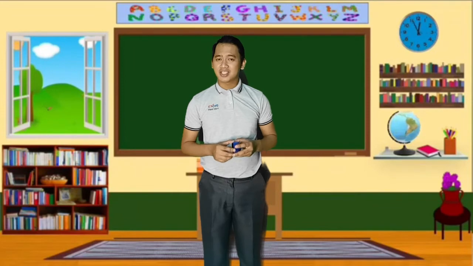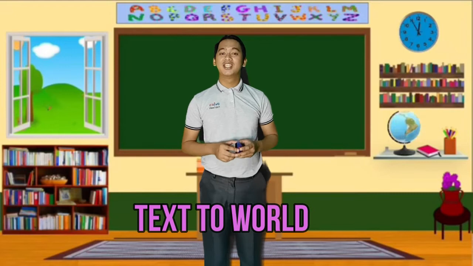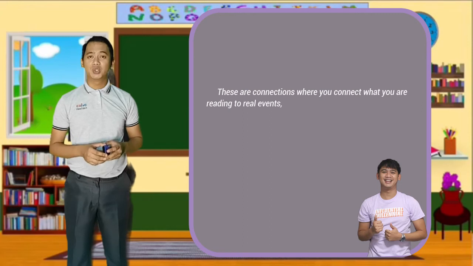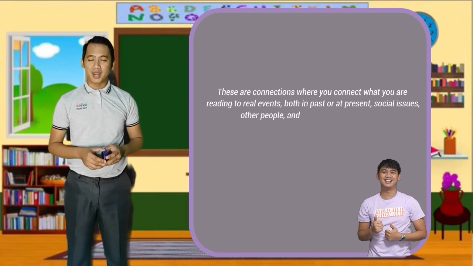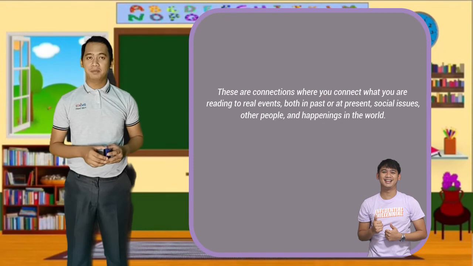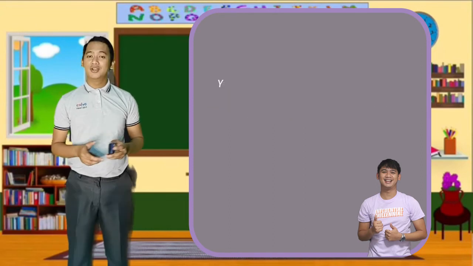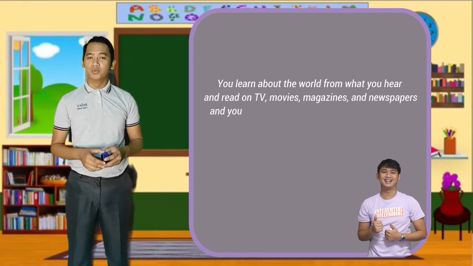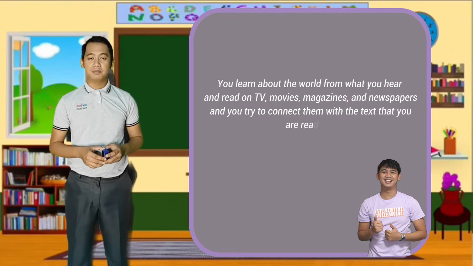What do you think is the connection employed here? You got it right. This is a text-to-world connection. These are connections where you connect what you are reading to real events, both in past or present, social issues, other people, and happenings in the world. You learn about the world from what you hear and read on TV, movies, magazines, and newspapers, and you try to connect them with the text that you are reading. Here are some of the prompts that will help you build a text-to-world connection.